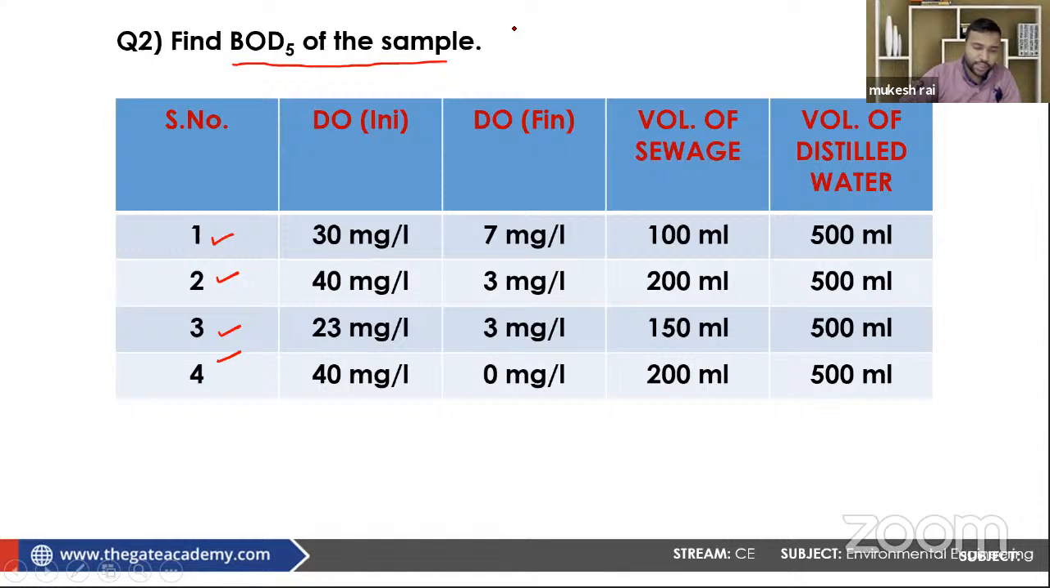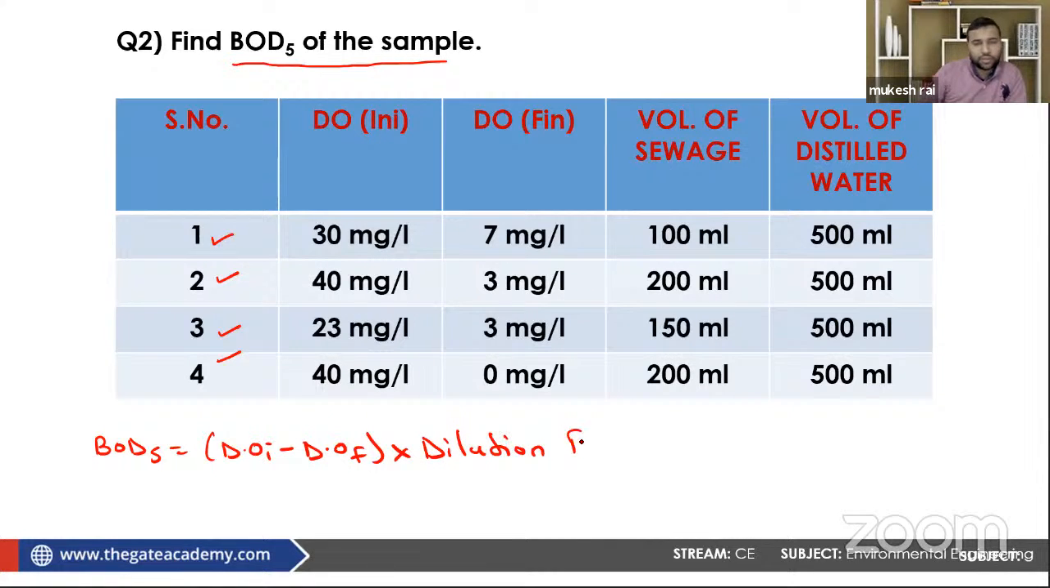Correct, Krishna. Very good, Pragay. The formula for 5 days BOD is DO initial minus DO final into dilution ratio. That is the formula of 5 days BOD when DO initial and DO final is given. Now you have to use this formula for finding the BOD.